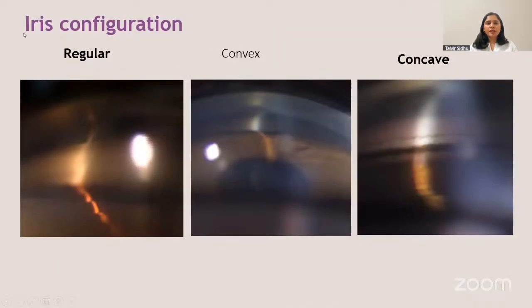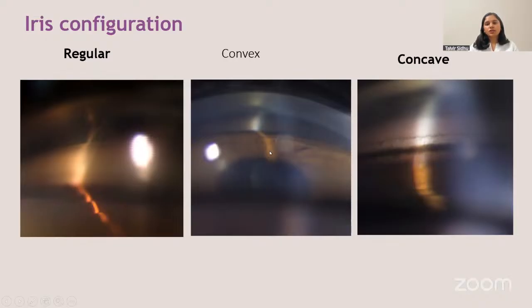So then you mention the iris configuration. Iris configuration is the line of light that is present over the iris. So here you can see that there is corneal wedge formation. There is a straight line behind it, and the iris is lying flat. So this is a regular iris configuration.